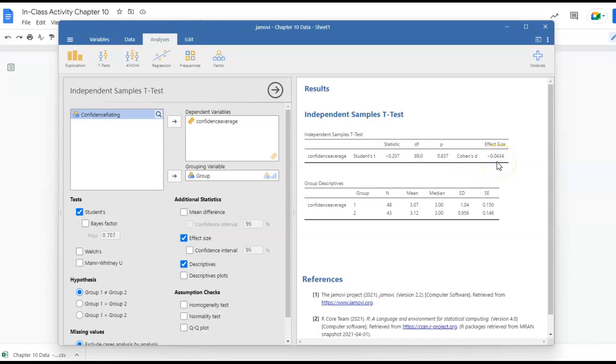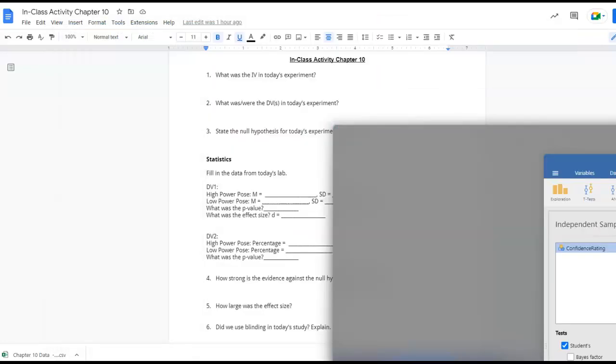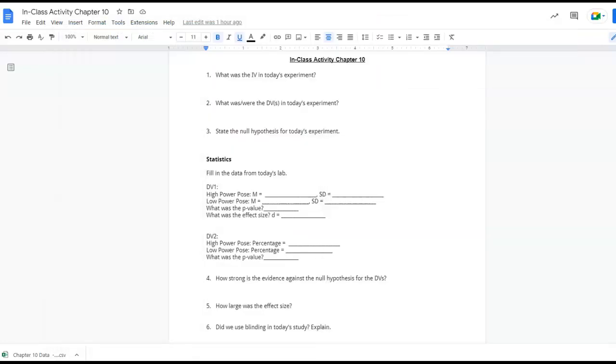So you need these numbers here in your class activity form. Make sure you get the means for the two groups, 3.07 and 3.12. You also have the standard deviations for the two groups, so 1.04 and 0.956. Okay. Your p is 0.84 and your d is negative 0.04. All right. Oops, I have two DVs there. I'm going to delete one.